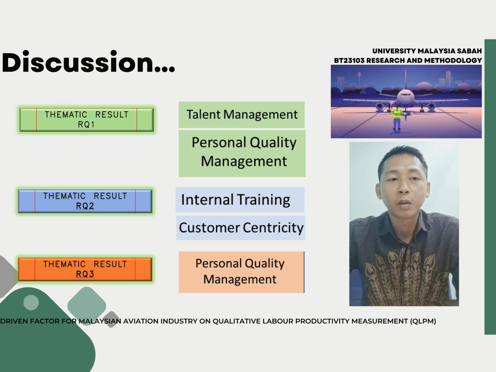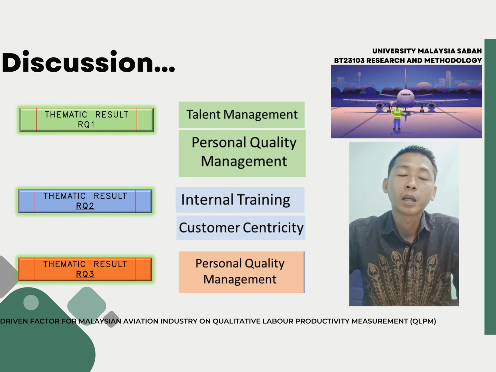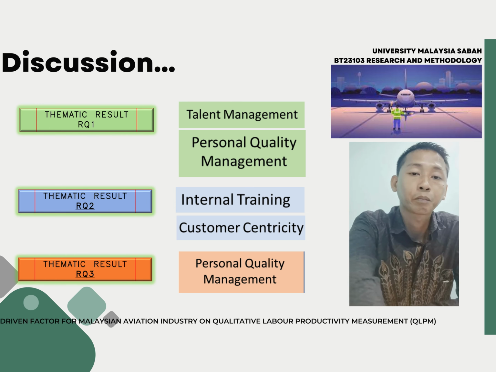For RQ1 we have 2 themes, for RQ2 we have 2 themes, and for RQ3 we have 1 theme from the coding, and we did the thematic analysis on it. It was about the driving factors for the Malaysian aviation industry in qualitative labor productivity measurement.